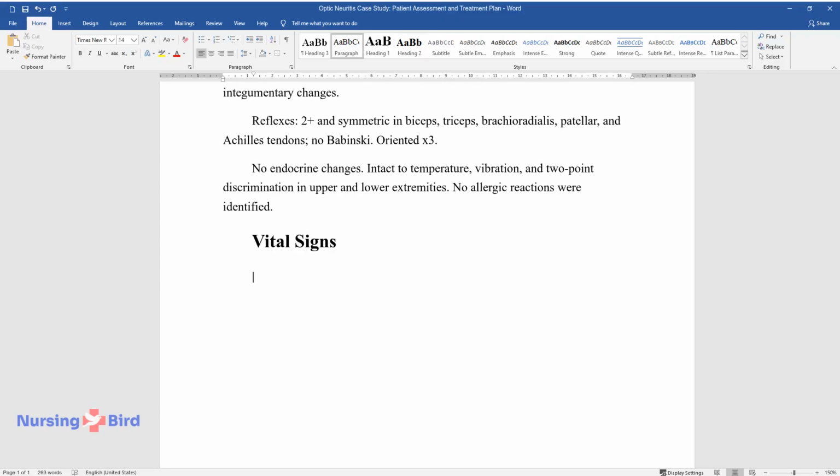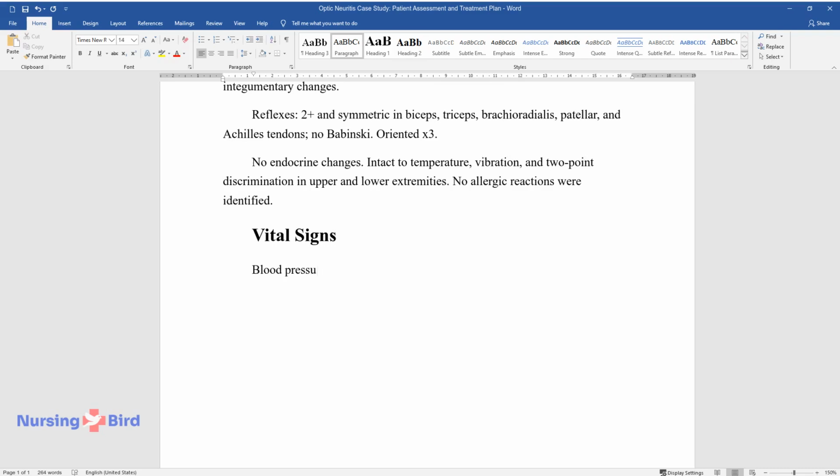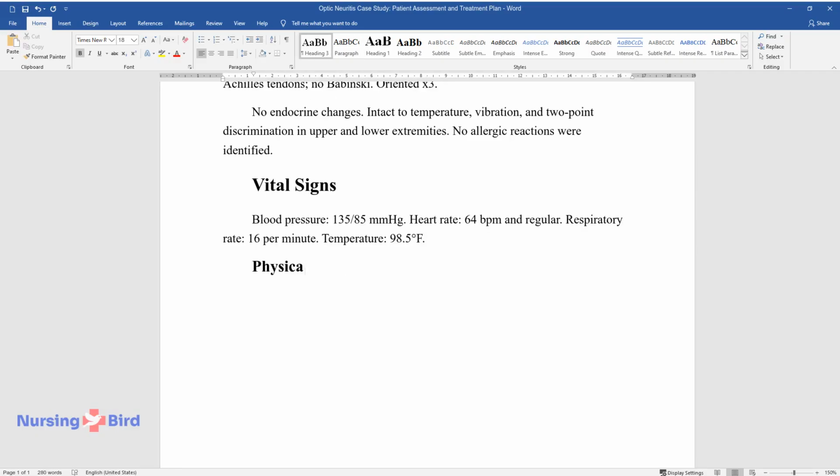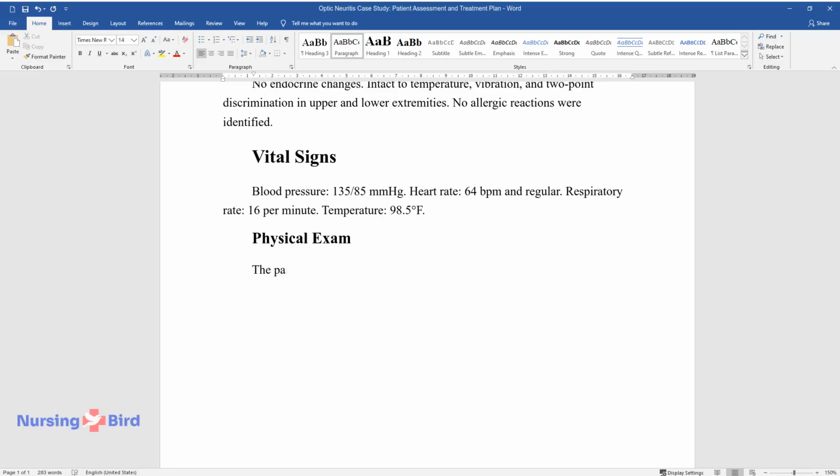Vital signs. Blood pressure, 135/85. Heart rate, 64 BPM and regular. Respiratory rate, 16 per minute. Temperature, 98.5 degrees Fahrenheit. Physical exam. The patient appeared well with normal vital signs.